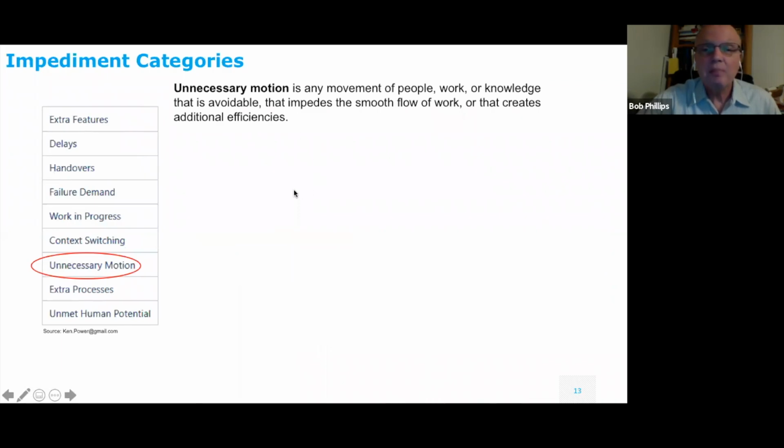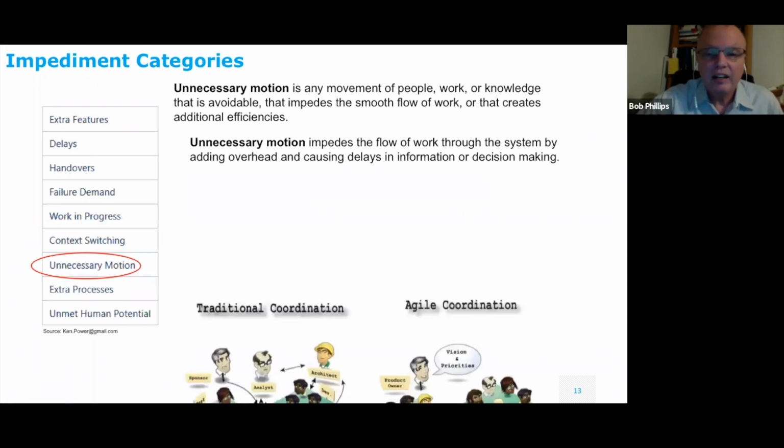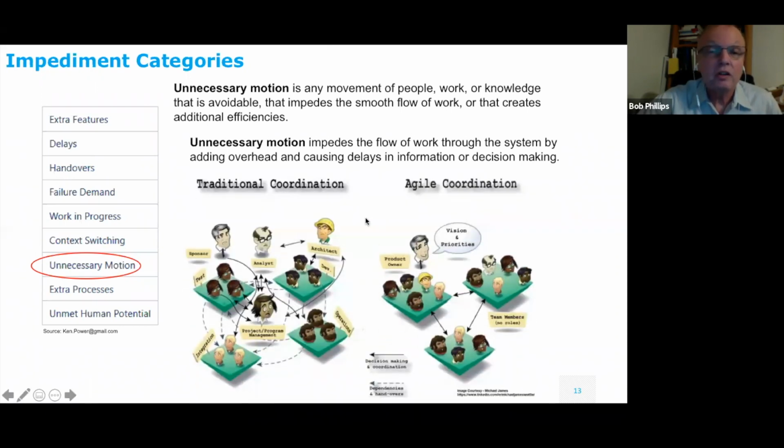The next one is unnecessary motion, and that's where you're moving things between areas that could be impeding your flow, adding overhead, and basically you're losing information. And again, I'm going to go back to this example that I showed earlier. This is definitely unnecessary motion, if you think about it, where one person talks to the architect, talks to the sponsor, talks to the analyst, and then brings it in. So instead of having all these people trying to communicate with a PM in the middle, the product owner just sets what they want and then have the teams actually go and build it. Again, this is unnecessary motion.